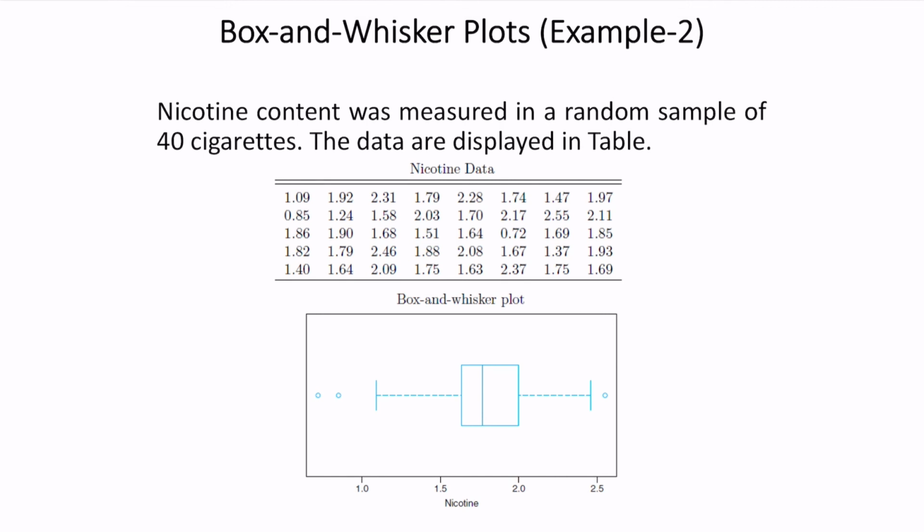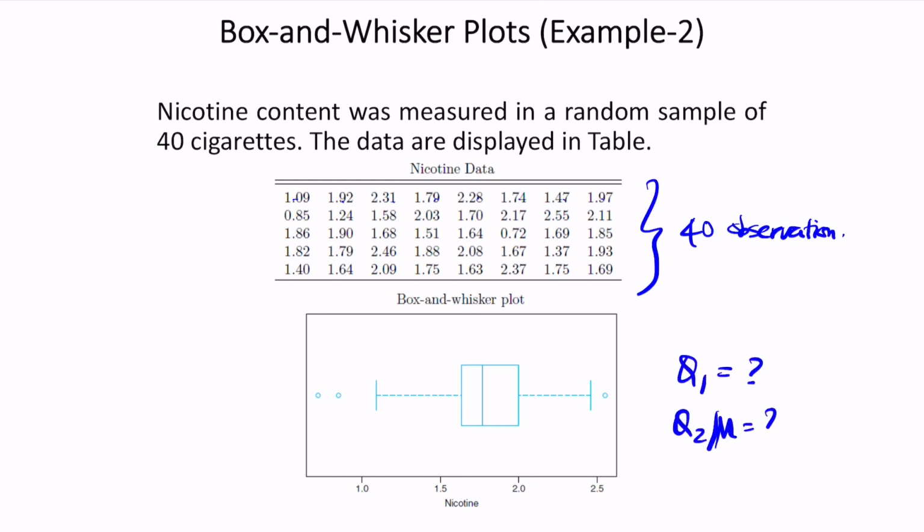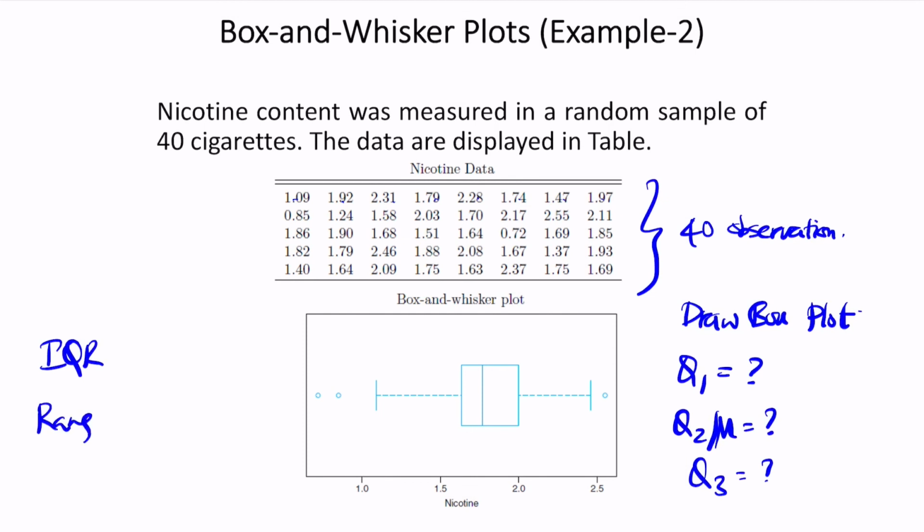So this is another example. So you can try it on your own and see. So in this data you have about 40 observations. So for this try finding the box plot, and in this box plot I want you to find Q1, Q2 or median, Q3, and try to draw the box plot. After you draw the box plot, find the IQR and also the range for this data.